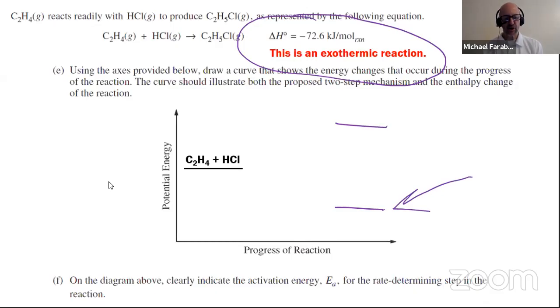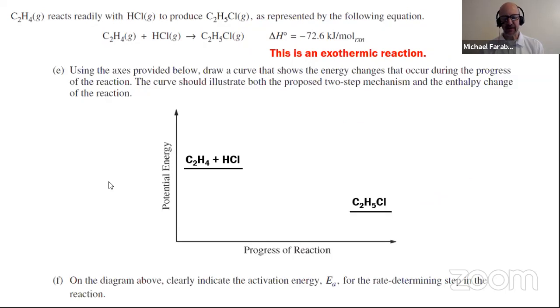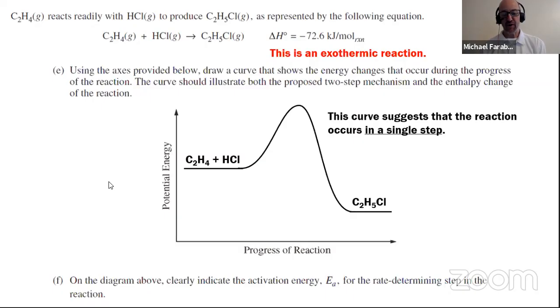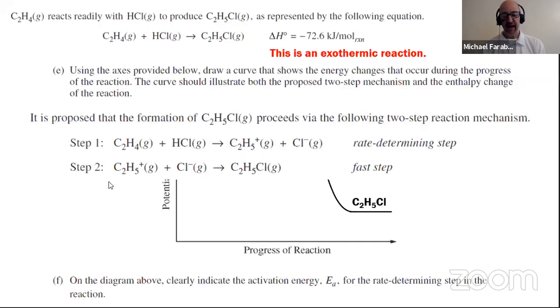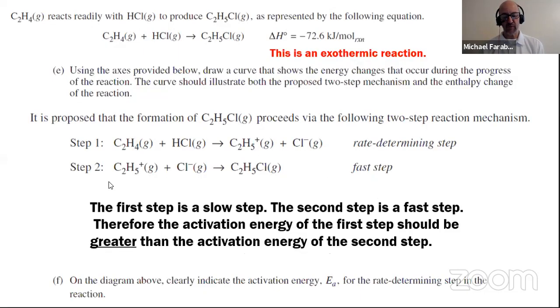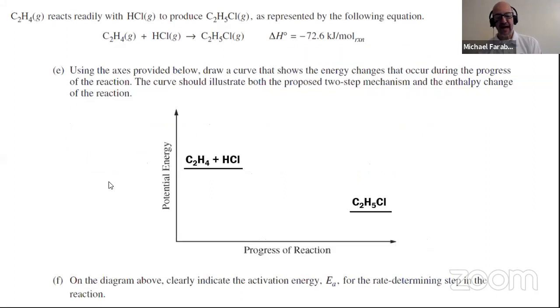So the correct curve should look something like this, but I made a mistake in that this curve that I've just drawn indicates, although it's exothermic, that the reaction occurs in a single step. Notice that we have just 1 activation energy, 1 little hill to climb over. We know this is a 2-step reaction, so we have to show that with our curve. We have to show the first step, which is going to have a higher activation energy, and then the second step, which is going to have a smaller activation energy. So in colloquial terms, it's a big hill and a small hill.